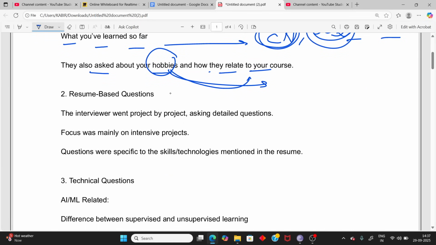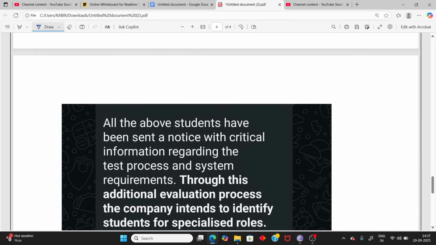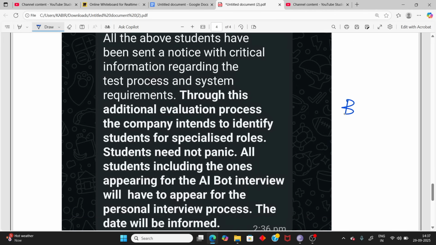Then resume-based questions. As I mentioned, this is a non-elimination round. You can check the official statement from the college; you can read it, pause the video. Everyone, including those appearing for the AI bot interview, will have to appear for the personal interview process. So this is a non-elimination round.